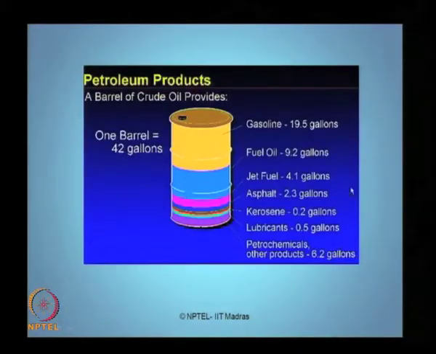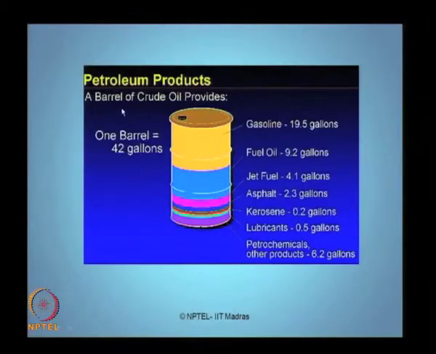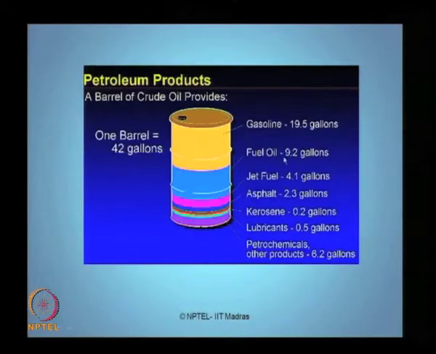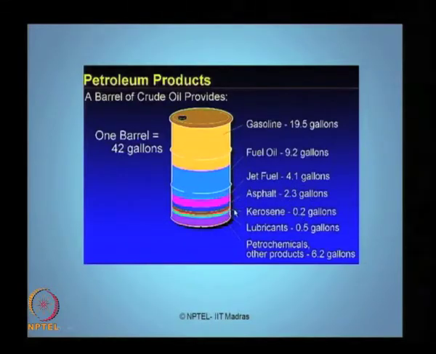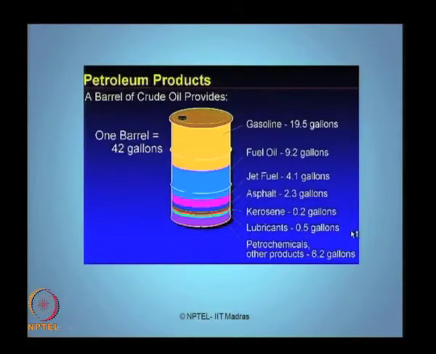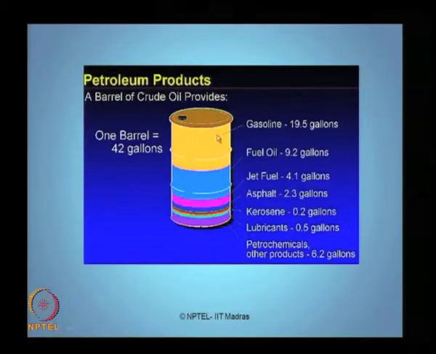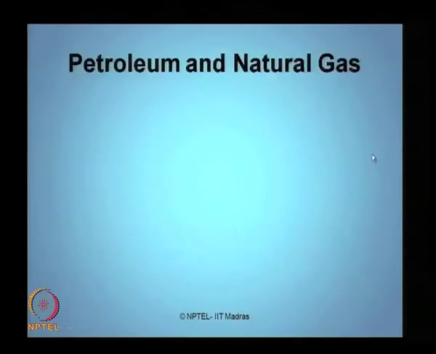Start from a petroleum product. Petroleum comes in a barrel of crude oil, which is a composition of 19.5 gallons of gasoline, 9.2 gallons of fuel oil, 4.1 gallons of jet fuel, about 2.3 gallons of asphalt, about 0.2 gallons of kerosene, about 0.5 gallons of lubricants, and about 6.2 gallons of other products. So, it comes in a barrel which approximately holds 42 gallons.